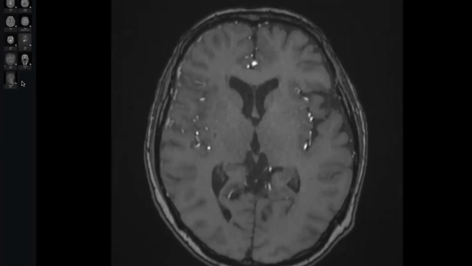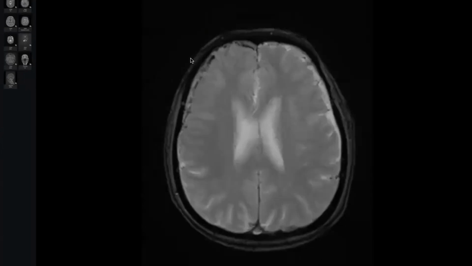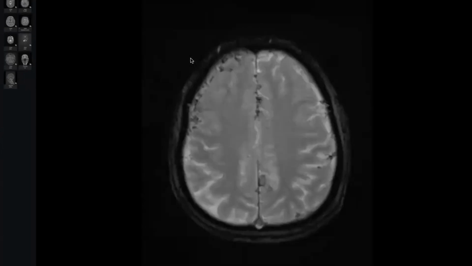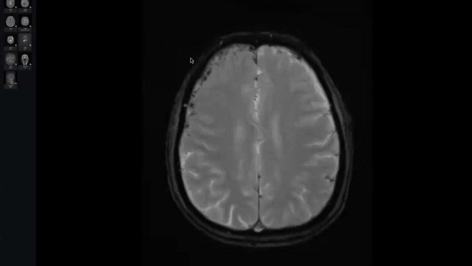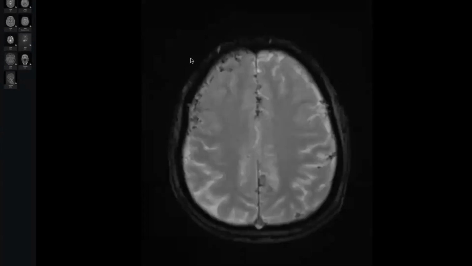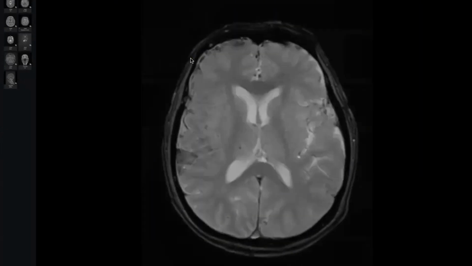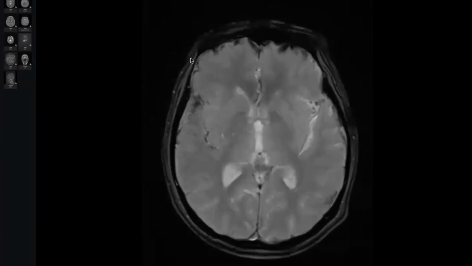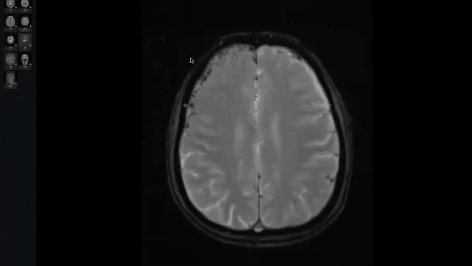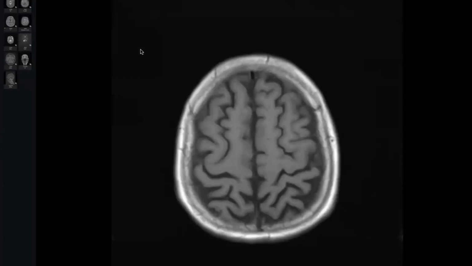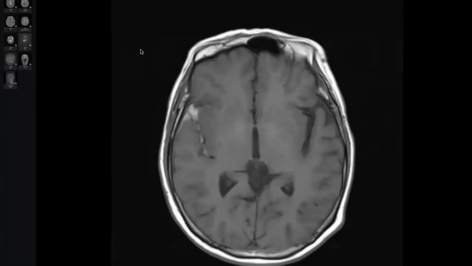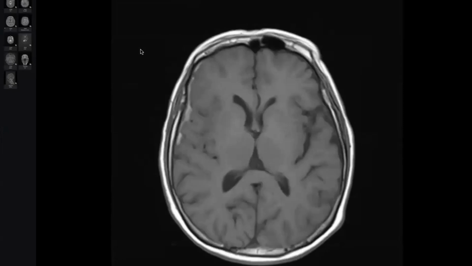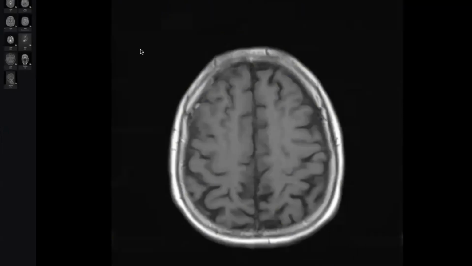Subarachnoid hemorrhage has many complications. By the way, this is gradient. See, in your opinion, the T1 is more obvious and better for showing bleeding, or gradient, or SWI? Look here and look here. I think T1 is more better, more easier. Okay, no problem.